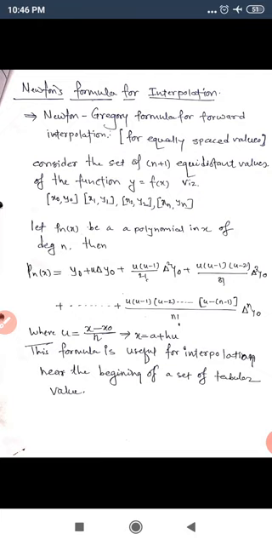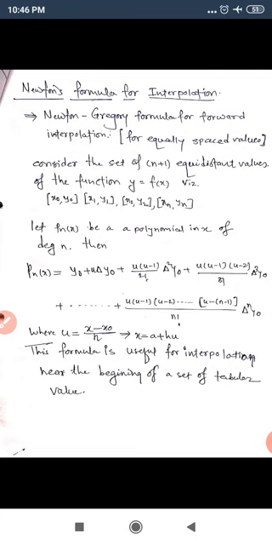So, the Newton-Gregory formula for forward interpolation. This formula is useful for equally spaced values. That means the length of the interval is fixed. For example, x0, x1, x2, x3, x4, x5, where the length of the interval is h. So 1, 2, 3, 4, 5, the length of interval is h equal to 1. Or 2, 4, 6, 8, like this, the length of the interval is fixed, which is equal to 2. Then this formula is useful.